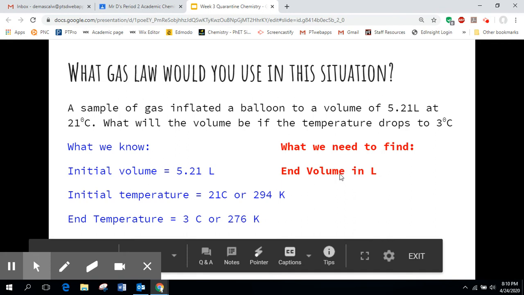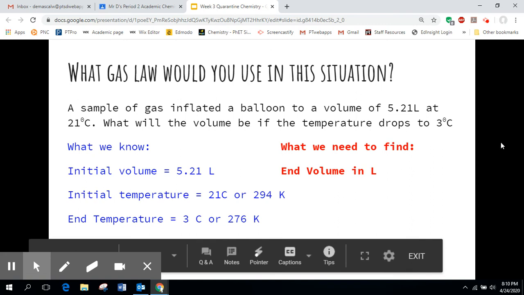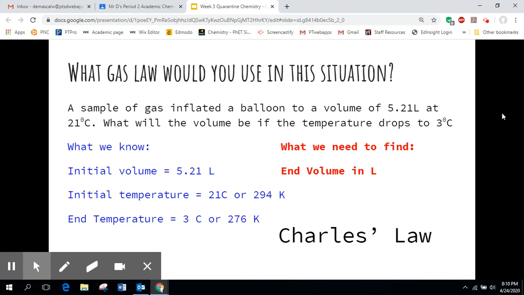So what gas law has volume and temperature only? No pressure, no amount. See if you can figure it out. Pick Charles. V1 over T1 equals V2 over T2.